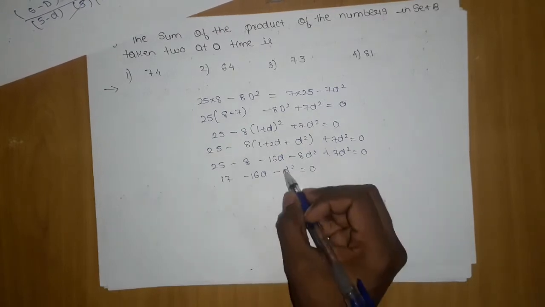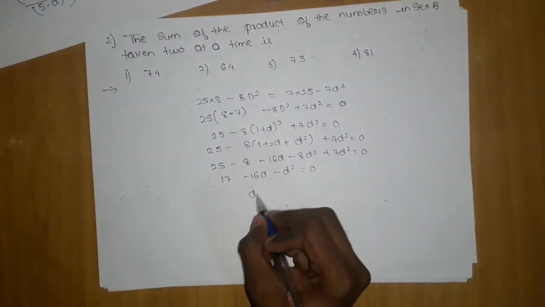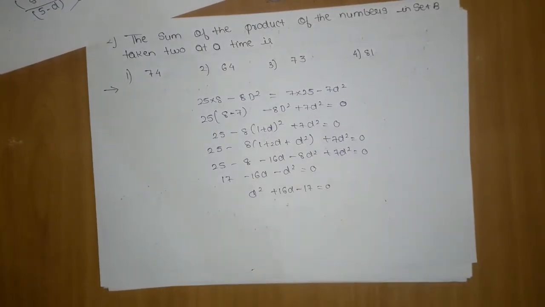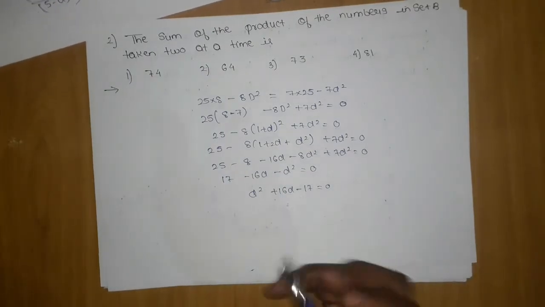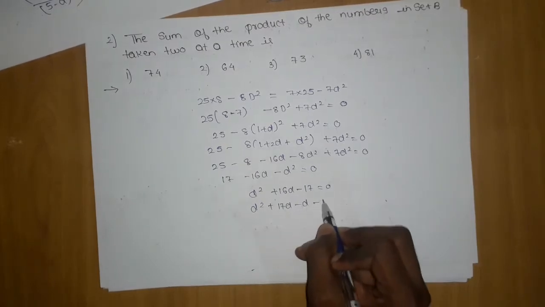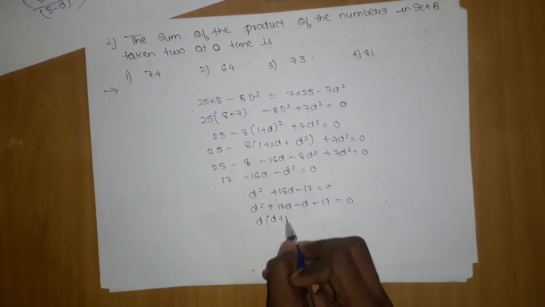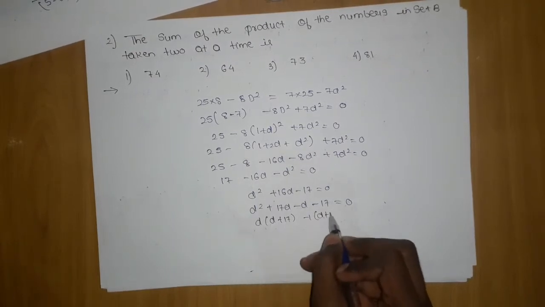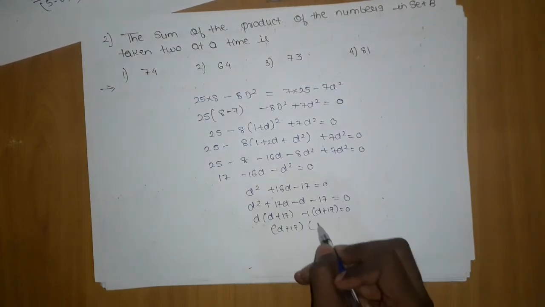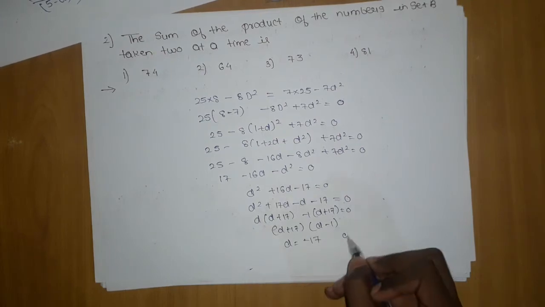So what I'm getting: since my d square term is negative and it is a quadratic, I will move it that side, which will give me d square plus 16d minus 17 should be equal to 0. On multiplying, 17 should come and on subtracting, 16 should come, which indirectly means 17d minus d minus 17 should give me my answer. So (d plus 17)(d minus 1). So I am getting d equals minus 17 and d equals 1.